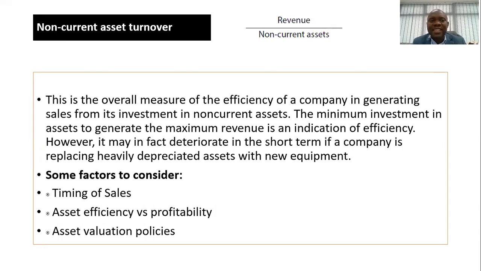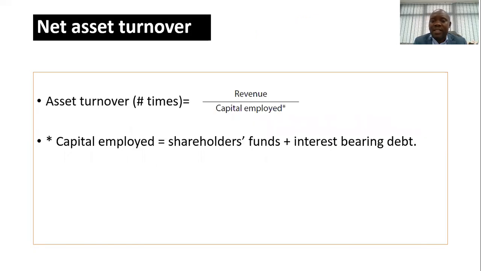And you have the non-current asset turnover. It's almost the same concept. You have the fixed asset turnover, which is basically this non-current asset turnover. The other one, you can use capital employed or you can use total assets. It's the same thing.